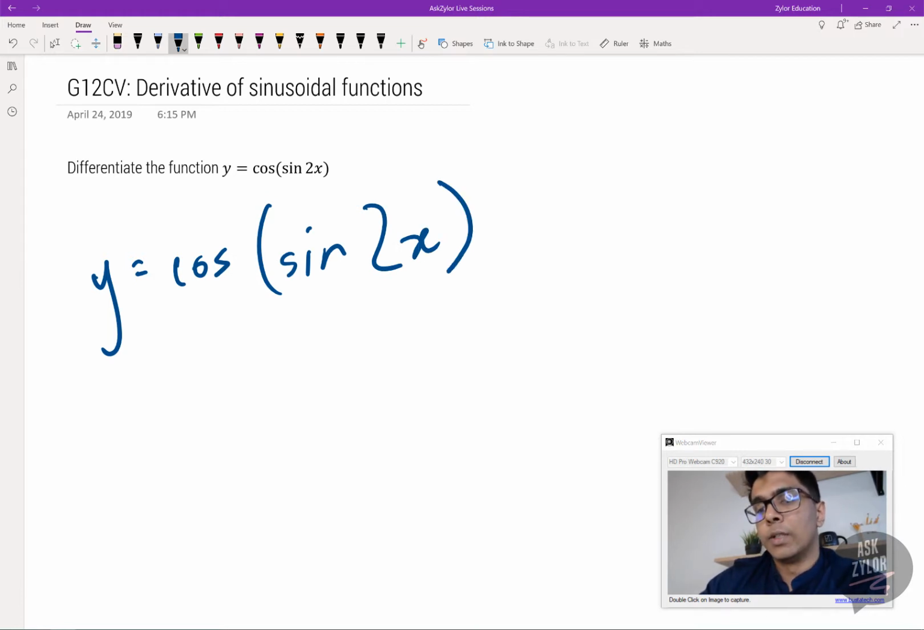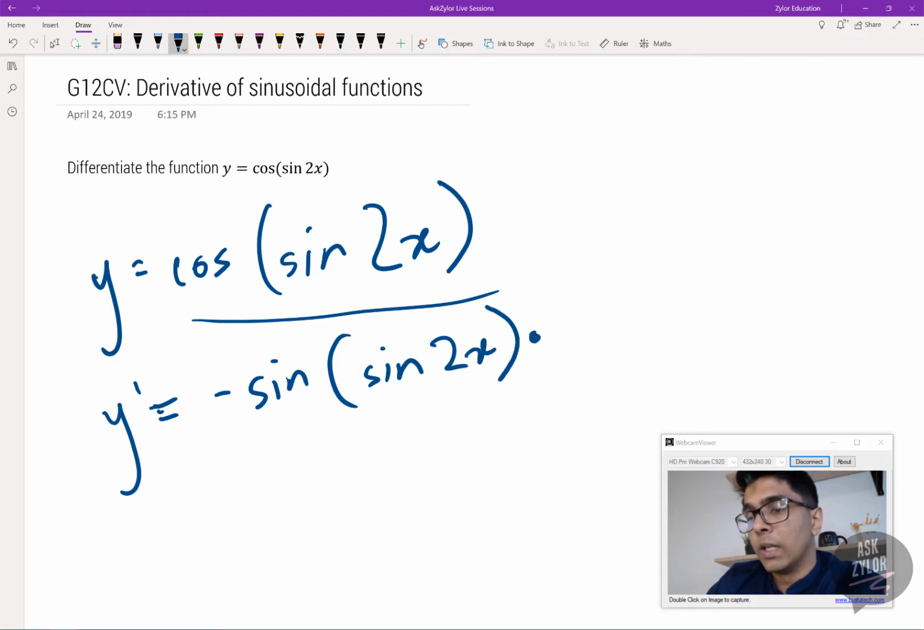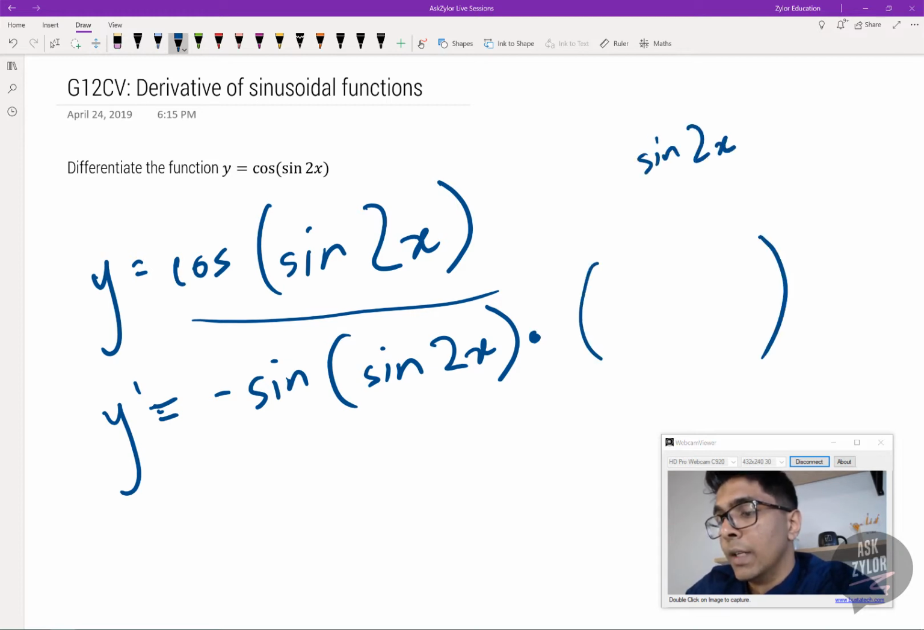So my chain rule tells me that if I were to take the derivative of this, I take the derivative of the outside function, so the outside function's cos. So the derivative of cos is negative sine, so I put negative sine, and I'm leaving the inside function the way it is, so I'm leaving sine 2x. But I'm going to multiply by the derivative of the inside. So the derivative of sine 2x I can do separately and multiply it in after.